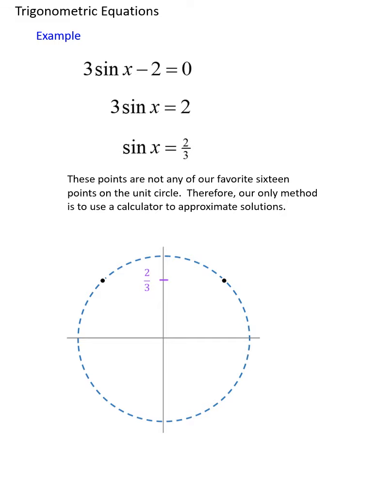As a matter of fact, it's fair to say that you can't really find the arc lengths that terminate at those 2 points. In other words, you can't really solve this equation exactly if the points don't end up on our 16 favorite points on the unit circle, and none of those 16 points have a y-coordinate of 2/3. It's just they're not there. So what do we do in cases like this?